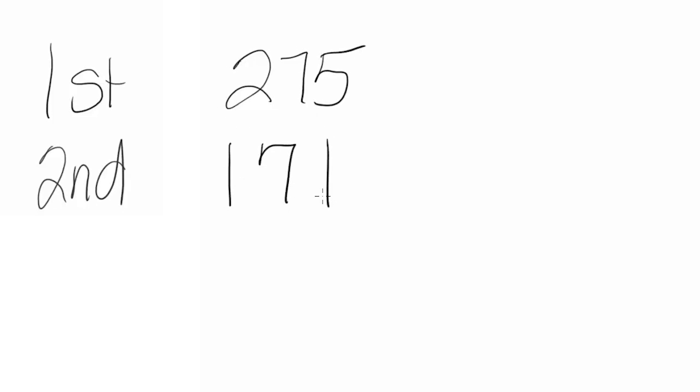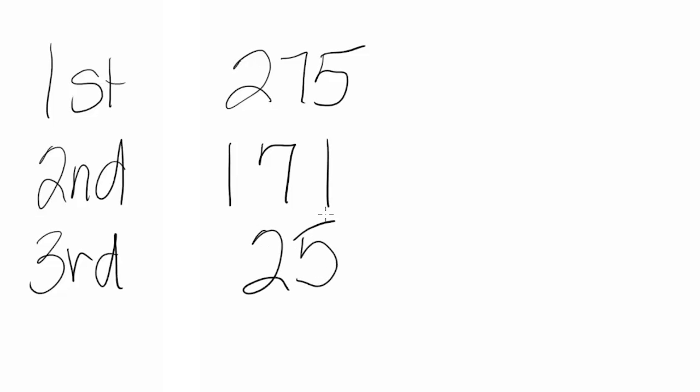Can I still use these properties with larger numbers? Suppose on a vacation we drove 275 miles the first day, 171 miles the second day, and 25 miles on the third day. How many miles did I travel in these 3 days?